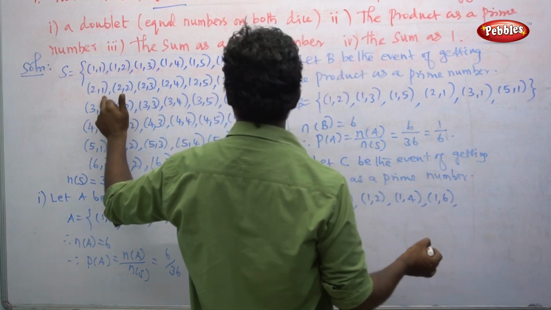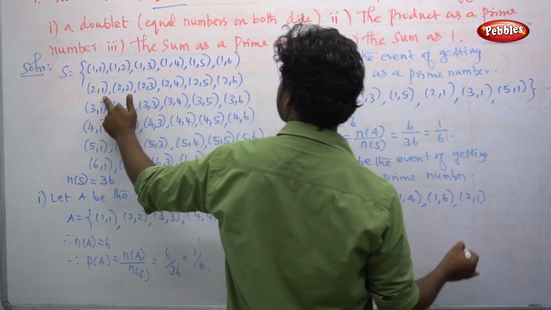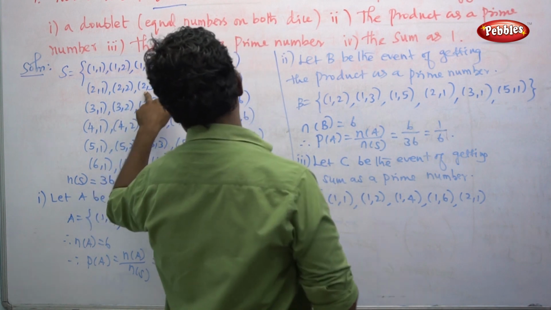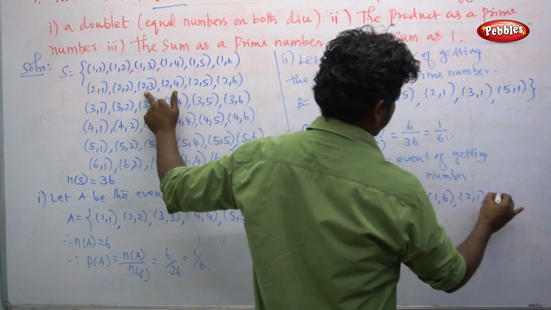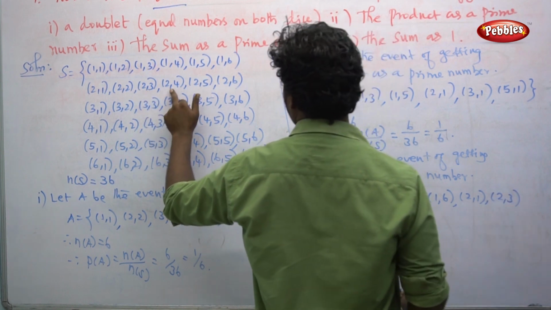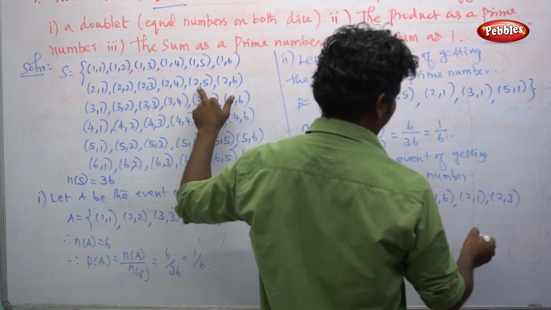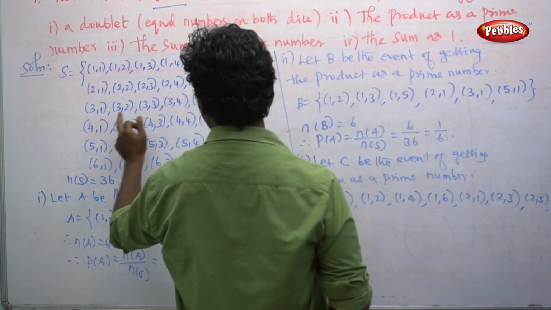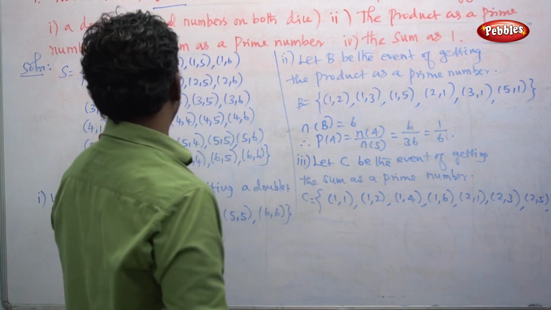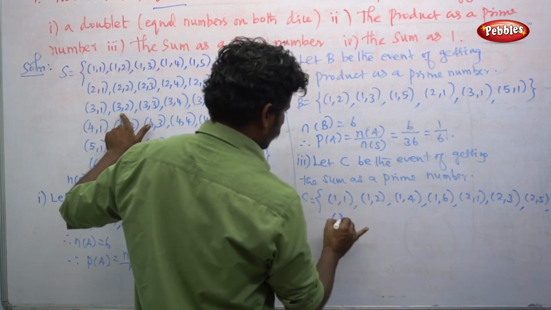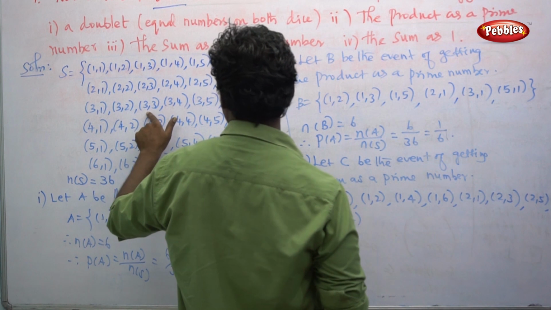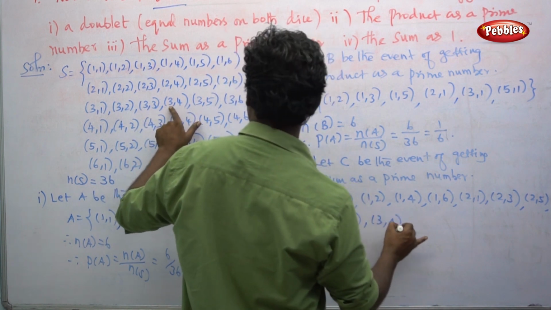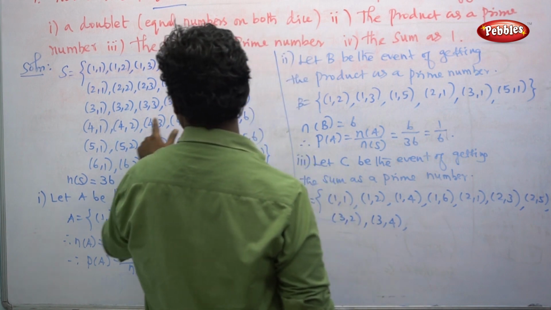Then 2 comma 1 gives 3, right? Then 2 comma 2 gives 4. 2 plus 3 is 5, so we take this. Then 2 plus 4 is 6. 2 plus 5 is 7, so 2 comma 5. Then 2 comma 6 gives 8. 3 comma 1, 3 plus 1 is 4. 3 comma 2 gives 5, right? 3 plus 4 is 7, so we take 3 comma 4. Then 8, 9.